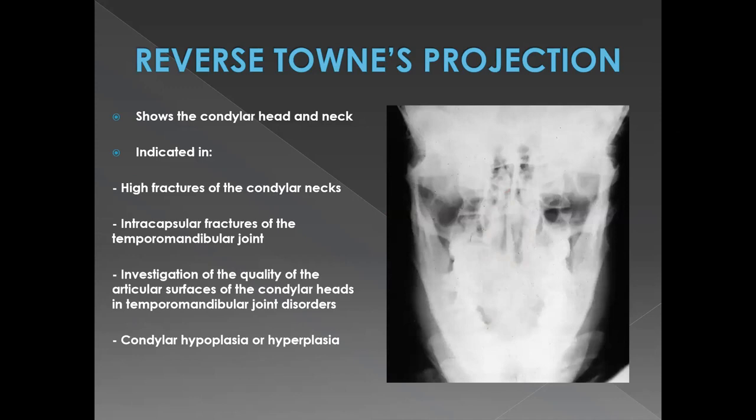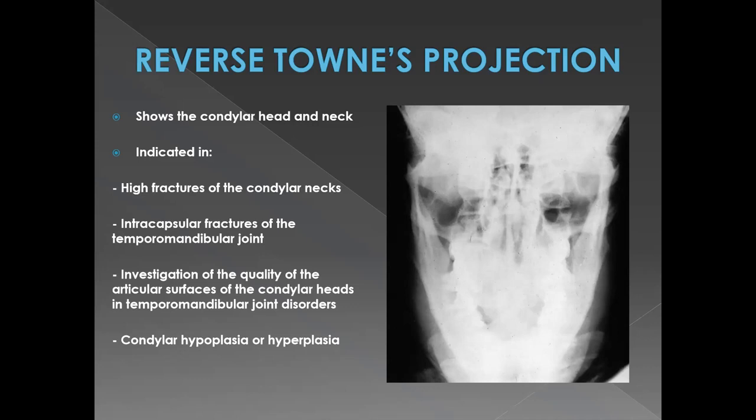And since the condylar neck lies somewhere at the midpoint of the lateral aspect of your face, you can see the condyle and the coronoid somewhat equally in both the reverse and the Townes projections. So what is this done for? It is basically done to show the condylar head and the neck.